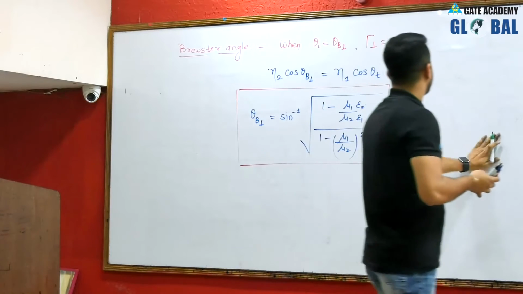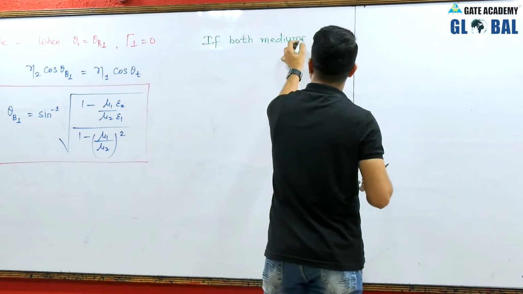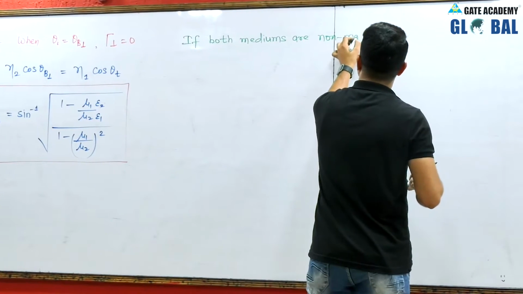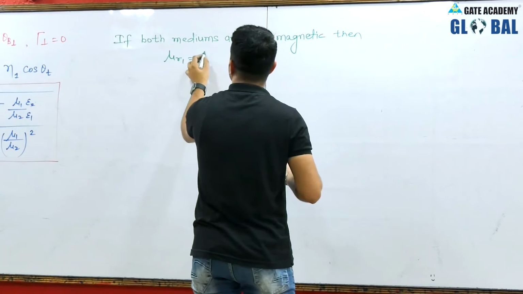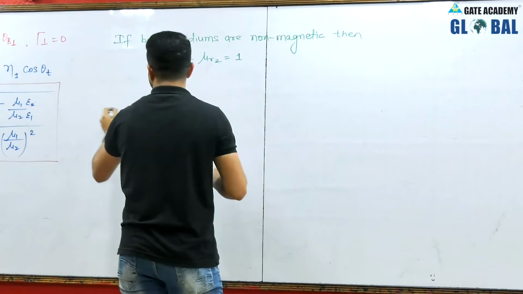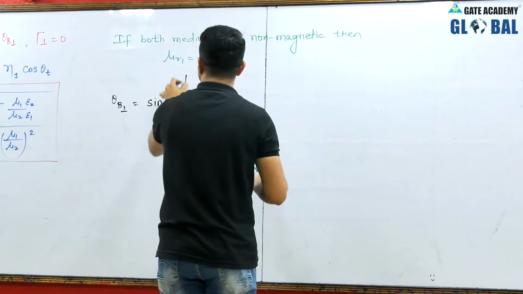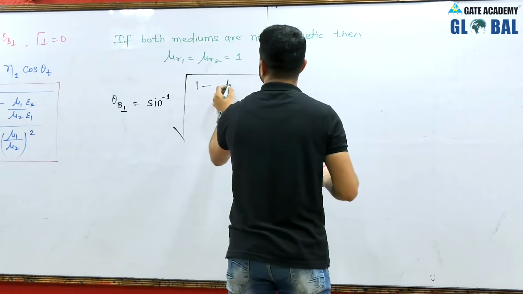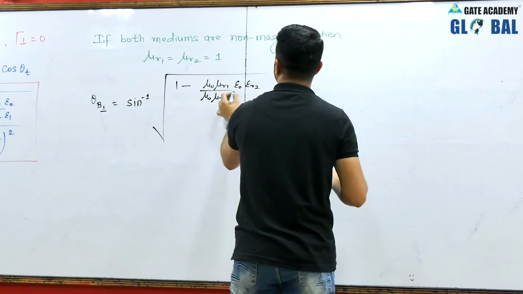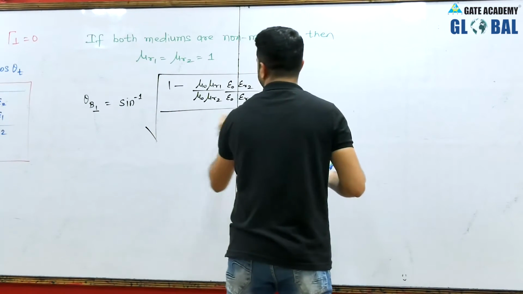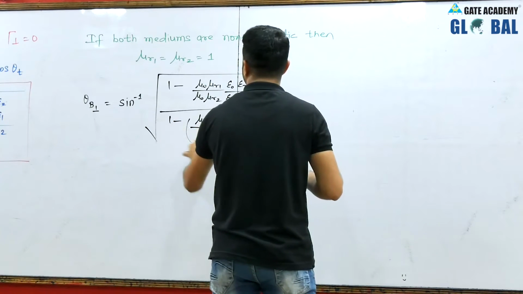Now, if both the media are non-magnetic, then mu r1 equal to mu r2 equal to 1, and this equation will become theta b perpendicular is equal to sine inverse of root over (1 minus mu naught mu r1 divided by mu naught mu r2 times epsilon naught epsilon r2 divided by epsilon naught epsilon r1) whole divided by 1 minus (mu naught mu r1 divided by mu naught mu r2) whole square.